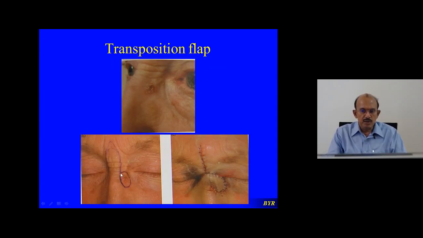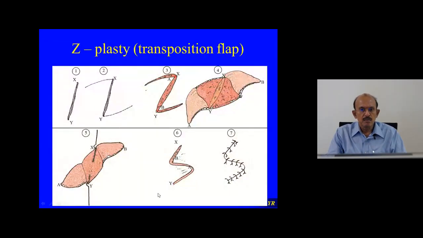This is again another transposition flap. This is a Z-plasty operation. This is a scar here. The scar has contracted. If you excise the scar and suture it, because there is already contracture, it will remain like that. You must lengthen it.